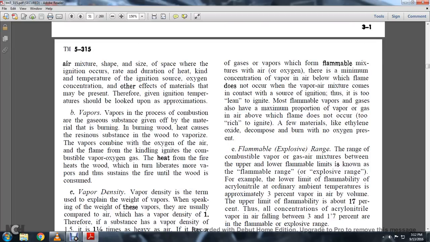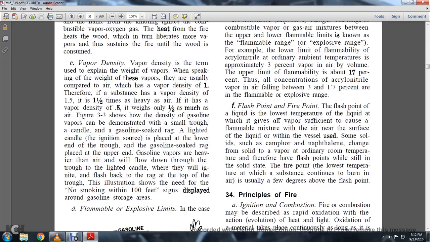Vapors in process. The combination of gaseous substances given off by the material can be seen in burning wood. Heat causes the resinous substances in the wood to vaporize. The vapors combine with the oxygen in the air. The flame of the kindling ignites the combustible vapor-oxygen mixture. The heat from the fire overheats the wood, which in turn liberates more vapors, thus sustaining the fire until the wood is consumed.